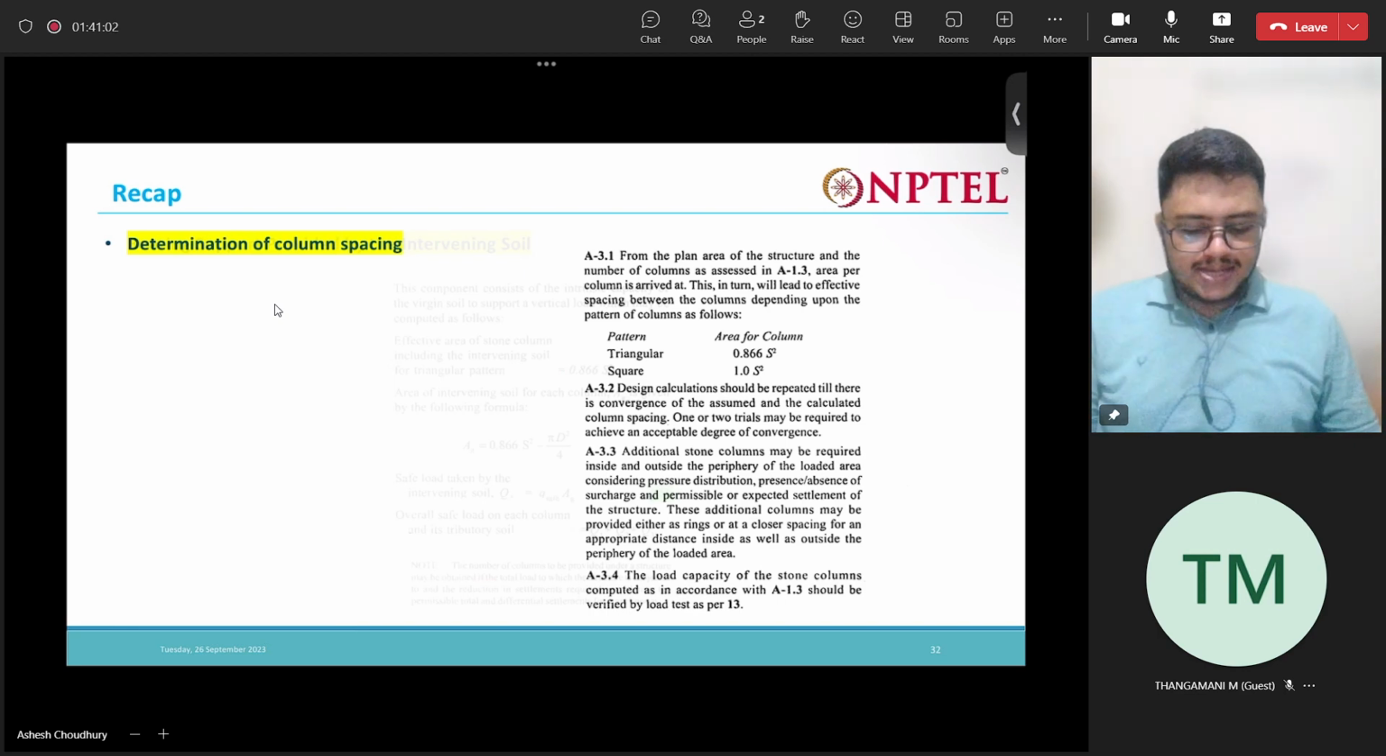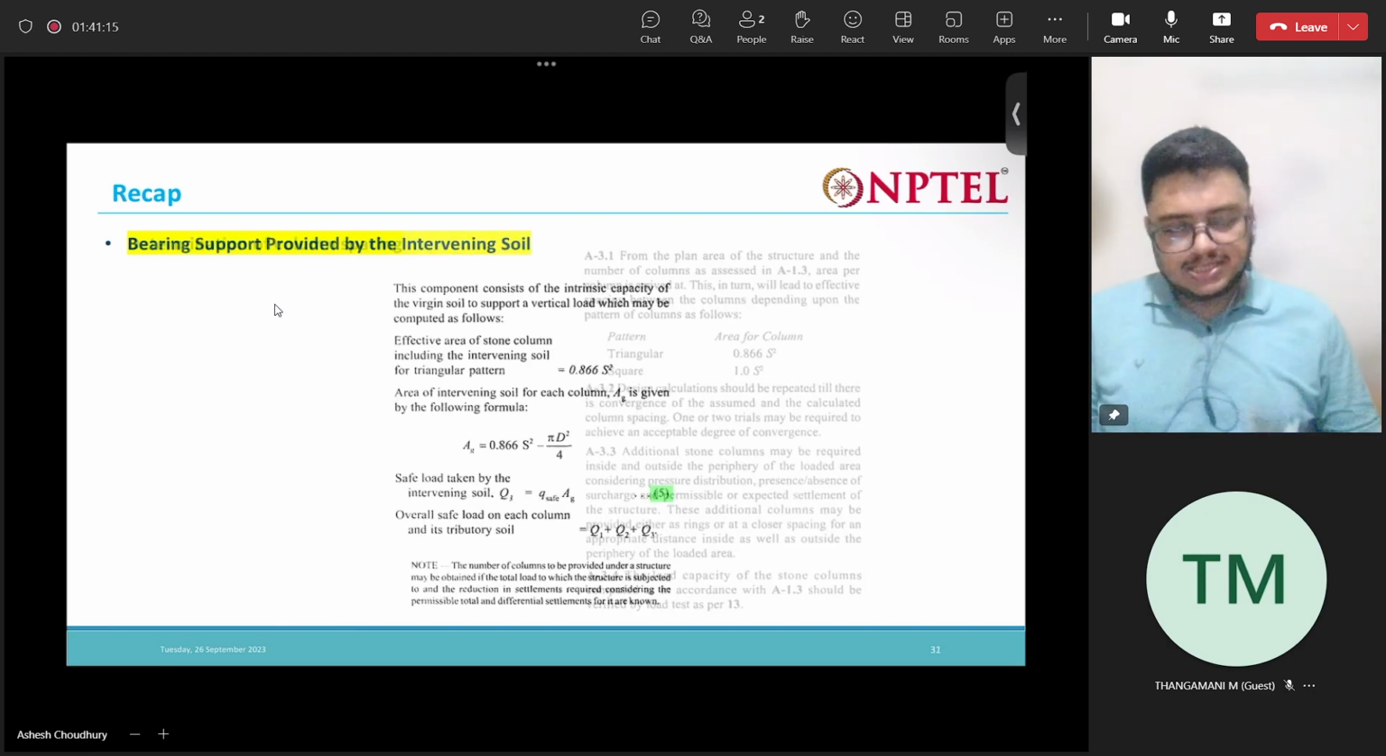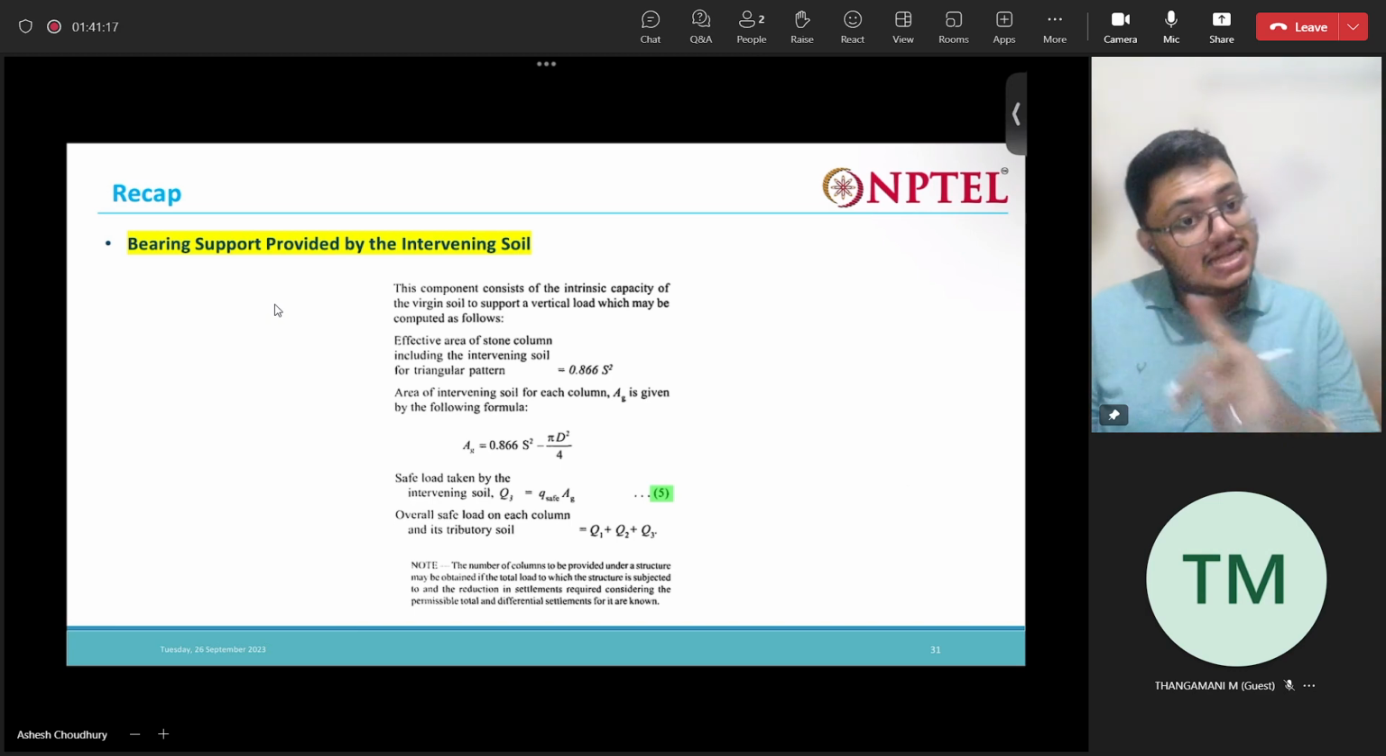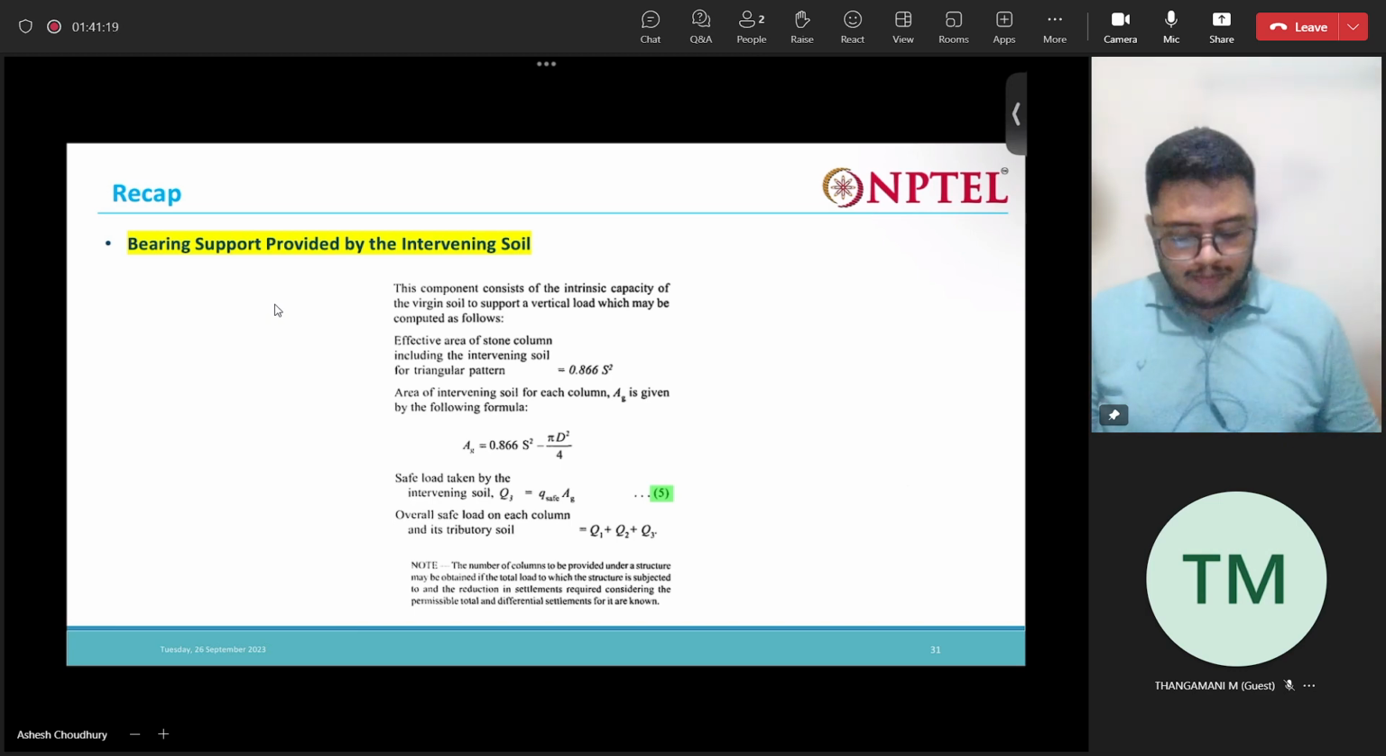Now, as you know, the spacing and everything, we will determine. For a triangular pattern, the area of each column is given by 0.866 s square, and for square it's given by 1 s square. So for triangular, you can see, this is the area of each unit cell, 0.866 s square. That is the area of the unit cell.